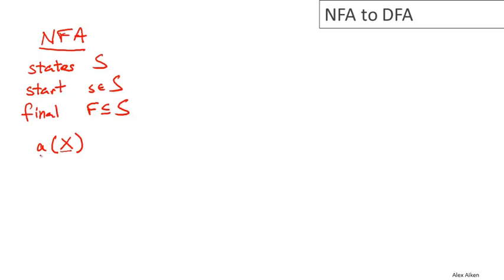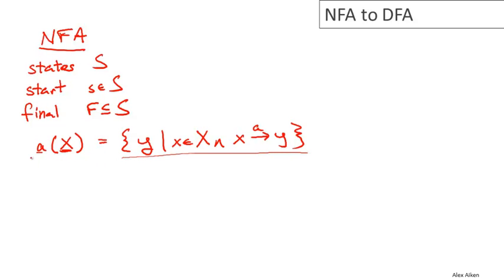So X here is a set of states, and A is a character in the input language. So A of X is equal to those states Y, such that there is some little x, a single state in the set of states X, such that there's a transition from x to Y on input A. Okay? So this is just a way of giving the transition function at the set level. It says, for a given set of states X, show me all the states that you can reach on input A.